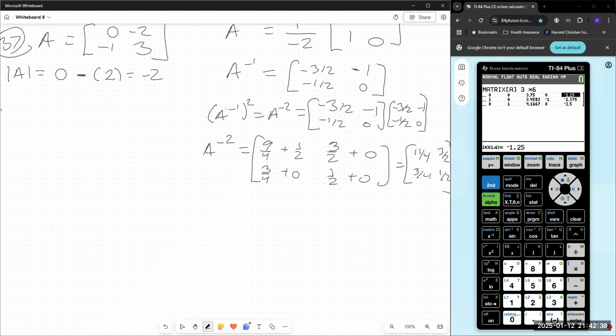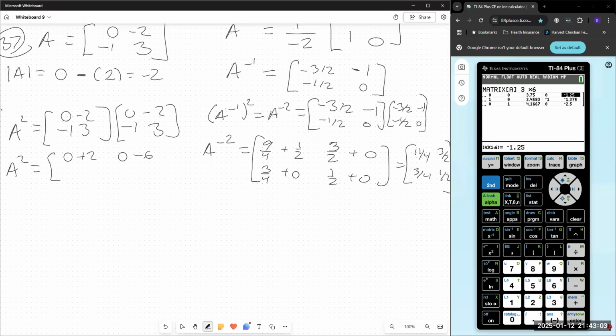Now, if I instead wanted to take A and square it first, I can do that. And that's going to give me 0 plus 2, 0 minus 6, 0 minus 3, and 2 plus 9. So that gives me 2, -6, -3, 11.